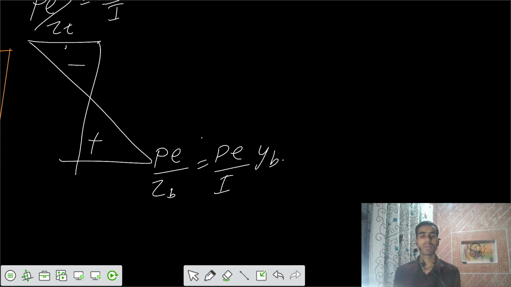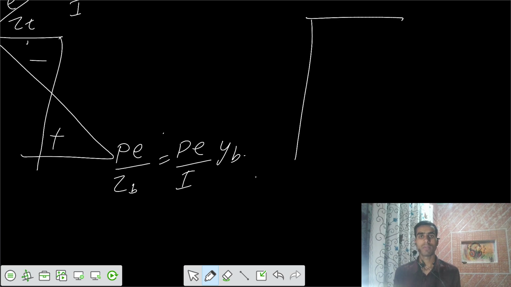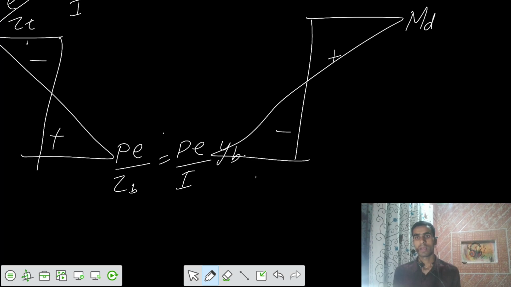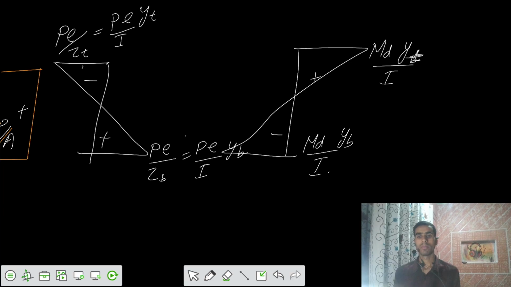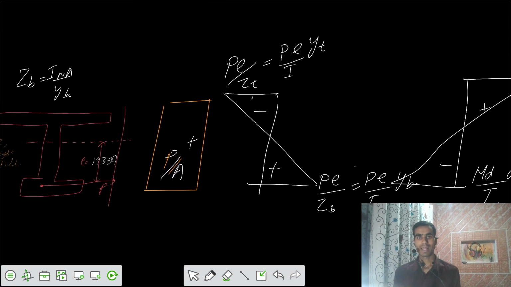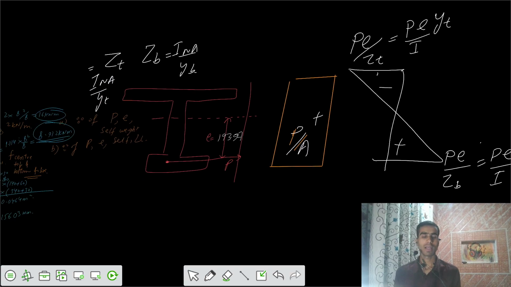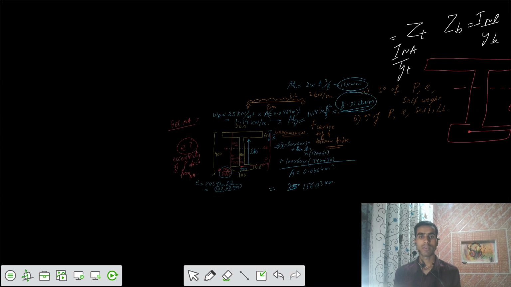And the third one is because of the self weight, where we would be having a sagging bending moment, so bottom tensile and top compressive. This would be M dead Y by I. This would be with Y top, and the second, bottom one, would be with Y bottom divided by I. So these values we need to calculate for this problem. But do you know the value of I for the unsymmetric section? We need to calculate the value of I also.